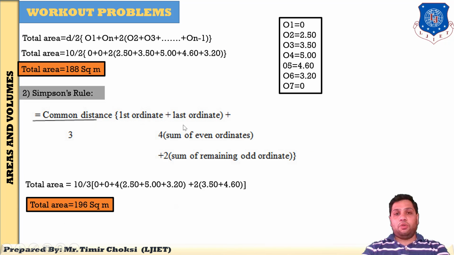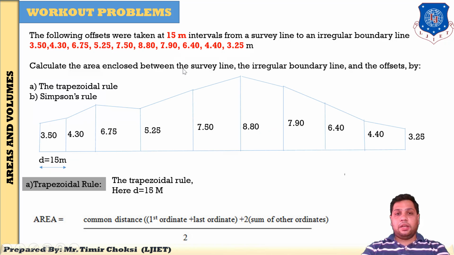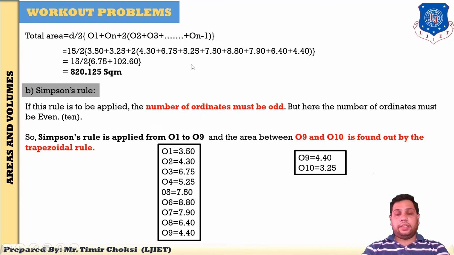In the first example, we did not do this. Why? Because there the ordinates were given in odd form, means an odd number was given. But in the second example, the interval or offset is given in even form. So in this type of condition, you take part 1 and part 2.